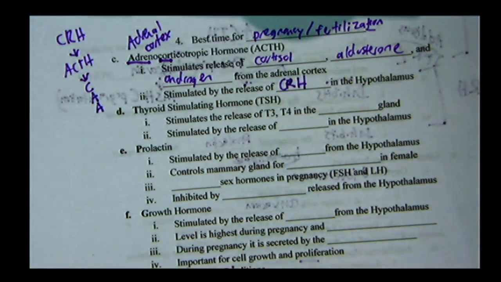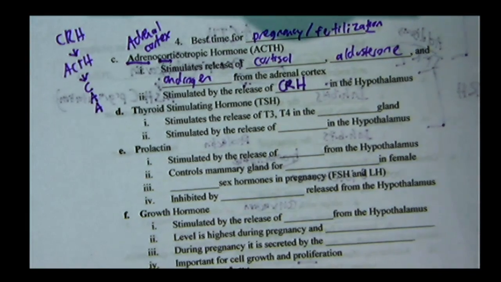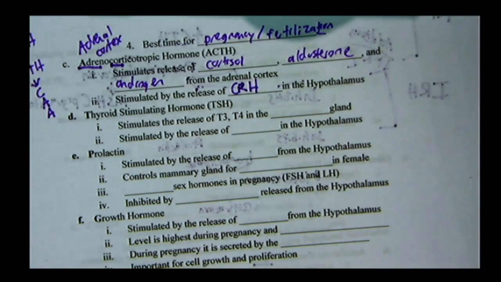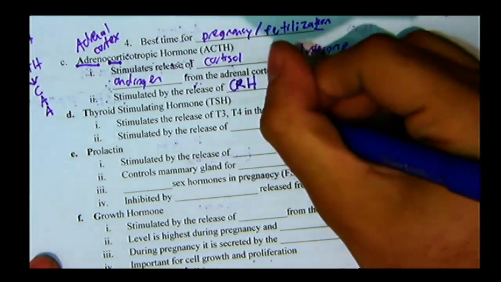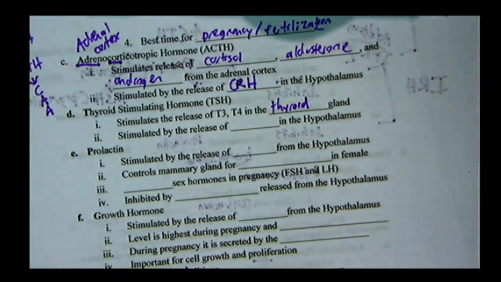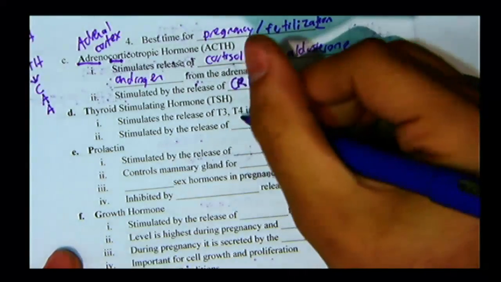So now we have thyroid stimulating hormone. It stimulates the release of T3, T4 in the thyroid gland. It's stimulated by the release of what in the hypothalamus? TRH. Thyrotropin releasing hormone.